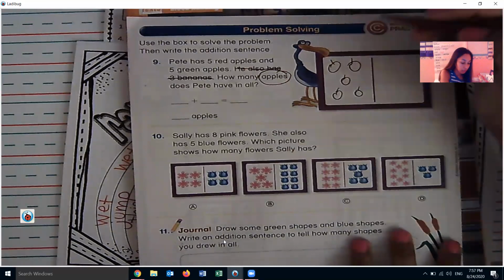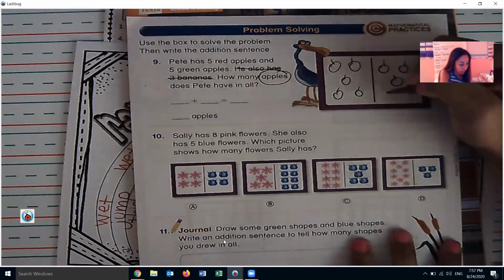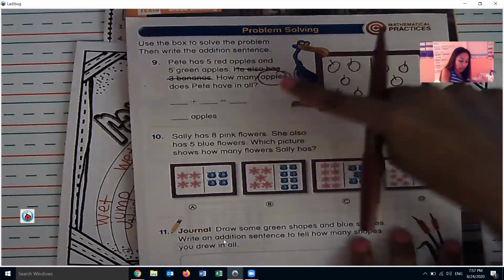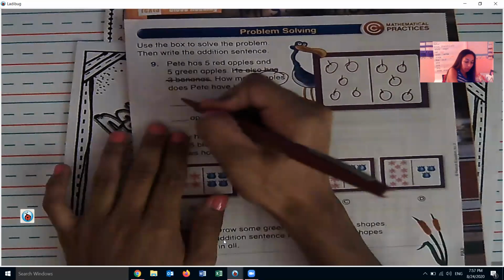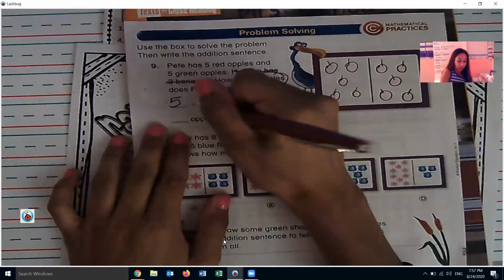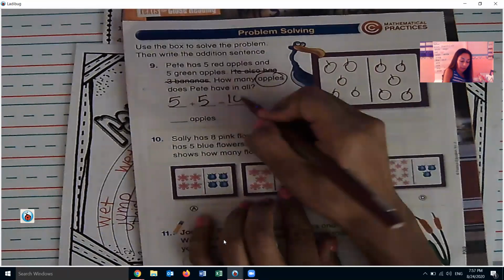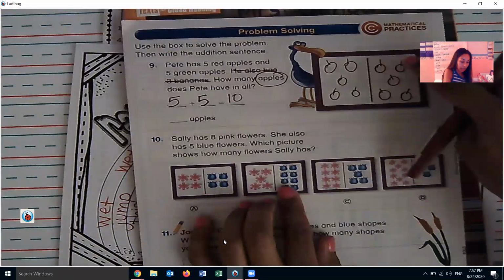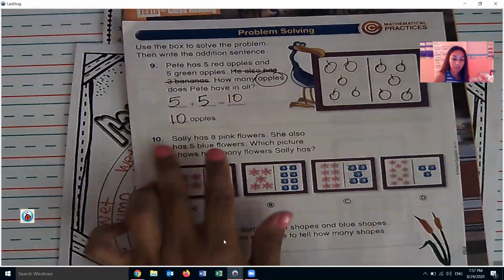So 5 red apples, 5 green apples. How many apples does Pete have in all? So I have my first part, I have 5. My second part, I have 5. If I do my doubles, I know that makes 10. Or I can count on, I have 5, 6, 7, 8, 9, 10. So 10 apples is my total. It's my sum, my whole.